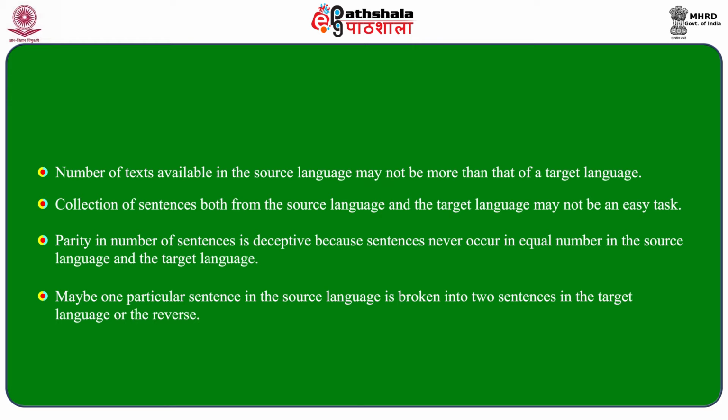Parity in number of sentences is deceptive because sentences never occur in equal number in the source language and in the target language. The other important deficiency is that maybe a particular one sentence in the source language is broken into two sentences in the target language, or the reverse. That is, two or three sentences are merged together as a single sentence in the target language. So, having parity in the number of sentences in both the source language as well as in the target language in the construction of a parallel translation corpus is not always possible.